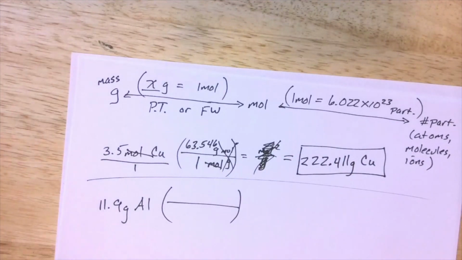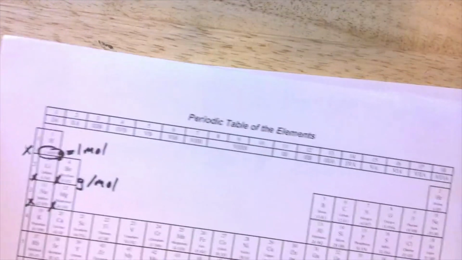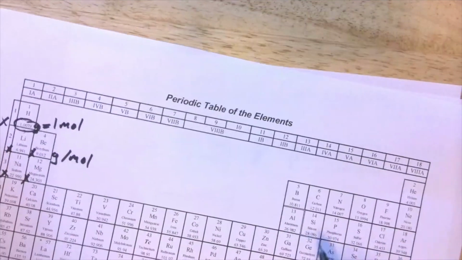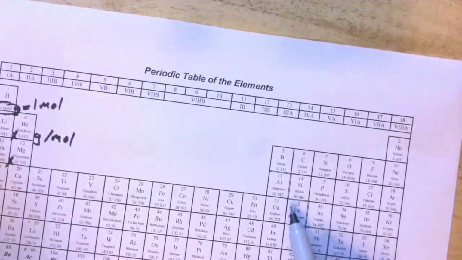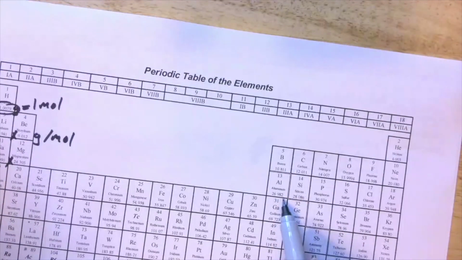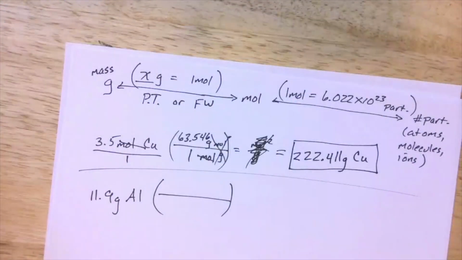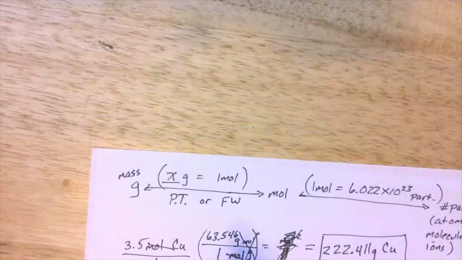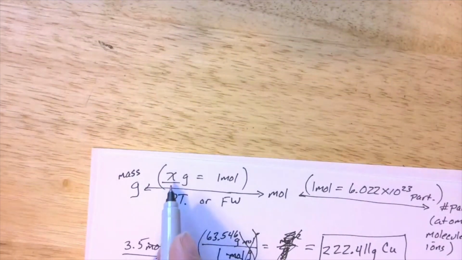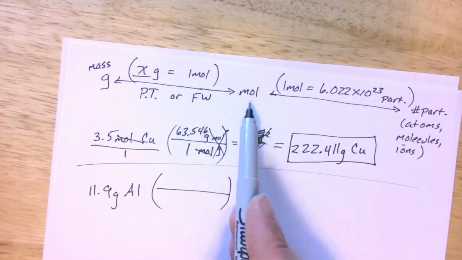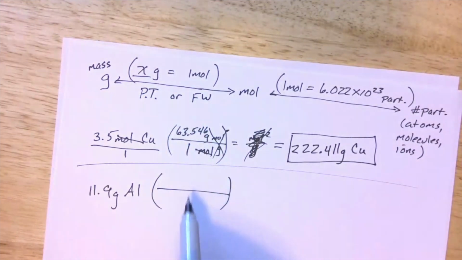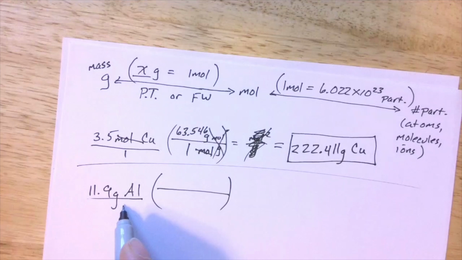I need to look at aluminum, which, if you can see that here, is 26.982 grams. So that is my X value here. To go from grams to moles, I need to use 26.982. So do I put grams over mole or mole over grams? Now remember, this is all over 1.